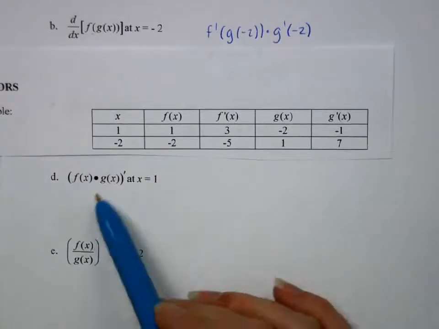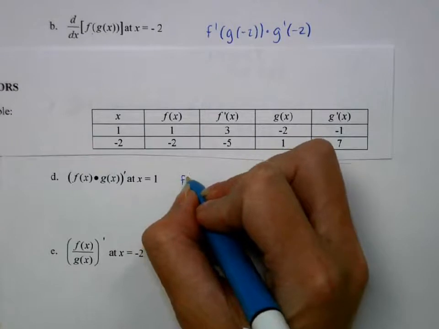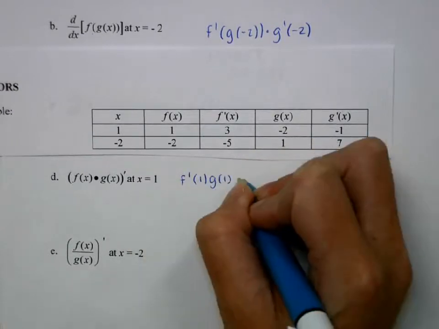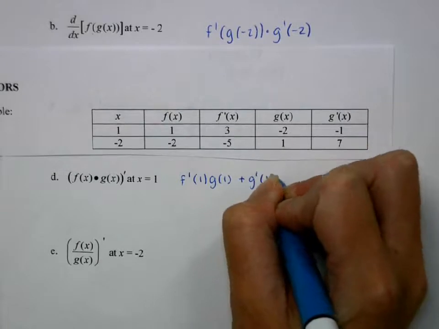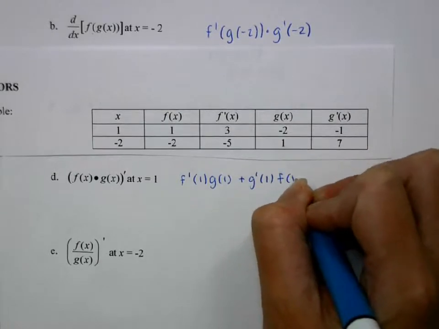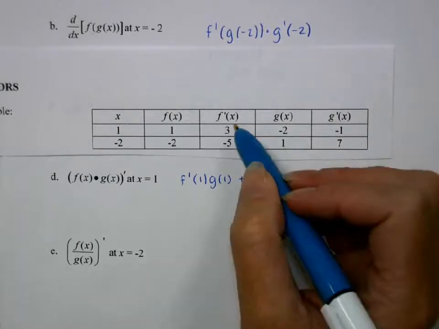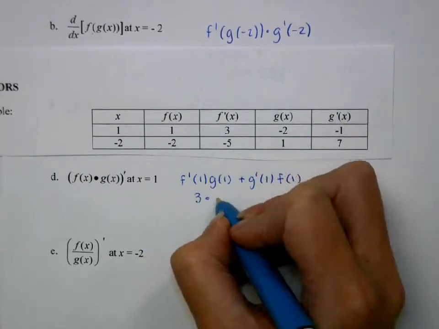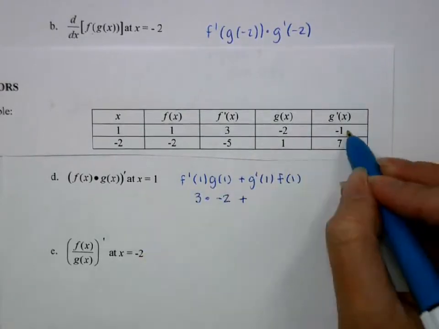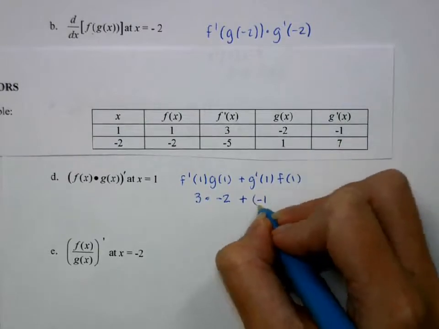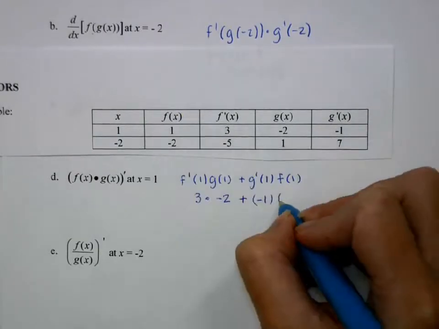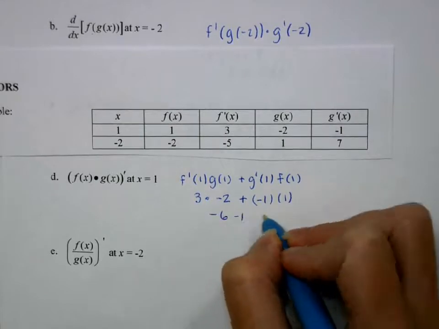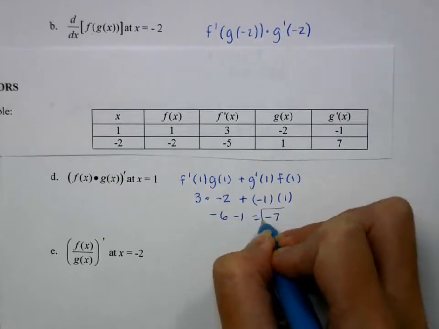Okay, f times g. So this is going to be f prime of 1 times g of 1 plus g prime of 1, f of 1. F prime of 1 is 3, g of 1 is -2, g prime of 1 is -1, f of 1 is 1. So we have -6 minus 1, which is -7.